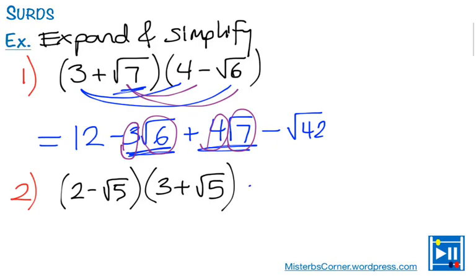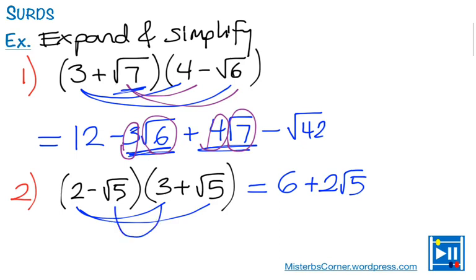So in this one we have 2 times 3, 6. And then 2 times root 5 is plus 2 root 5. And then I go with this. Root 5 times 3, 3 root 5, but it's minus, right? 3 root 5. And then root 5 times root 5. Well, that's going to be root 25. Yeah? Now if I go on, well, 6 is 6.